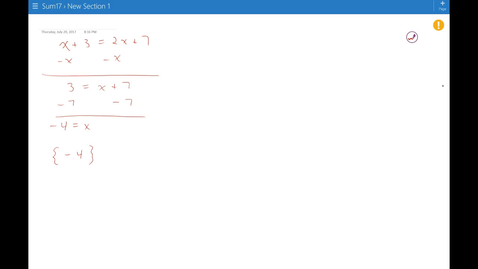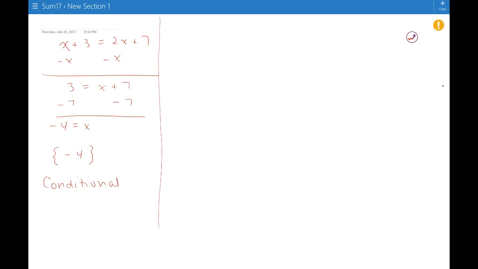So this is what you call the conditional equation, where it's solved if and only if x is negative 4. There is no other value for x that works in this equation.